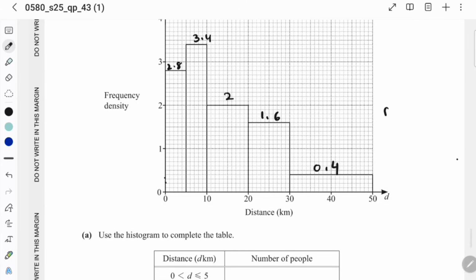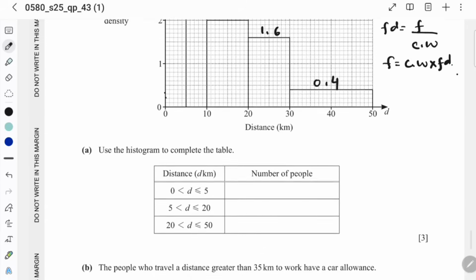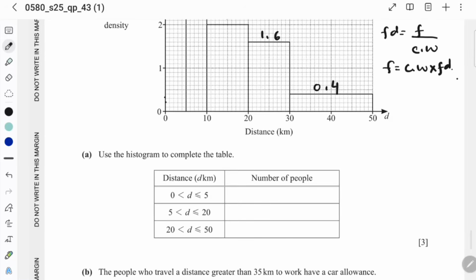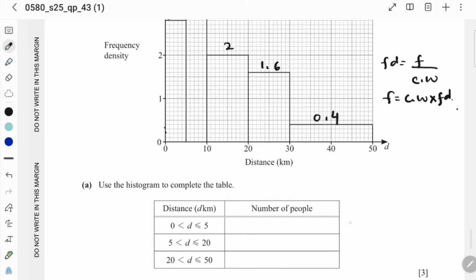You know that the frequency density is frequency over class width. So frequency equals class width times frequency density. So for 0 to 5, we have a class width of 5, and the bar is reaching 2.8. So 5 times 2.8 is equal to 14.